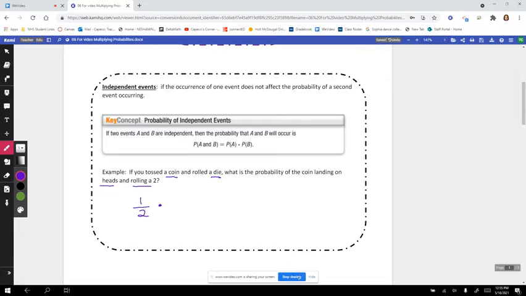now we have 2 events, so we're going to have 2 fractions. This time we want to know the probability of rolling a 2. So of the 6 options, that's going to be at the bottom, there's only one 2. Multiply those across, and the probability of tossing a coin and getting a heads and rolling a die getting a 2 is 1/12.